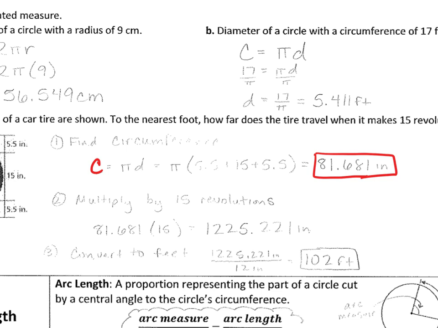Since that's the distance around one revolution, one distance around the circumference, to do 15 revolutions, all we do is multiply that number by 15. So I can do 15 revolutions. If it asked you for this answer in inches, this would be done. But notice that the question says the nearest foot. How many inches are in a foot? 12. So I took the number of inches I had and I divided it by 12 inches so I could get it in terms of feet. And so I threw that in my calculator and I got 102 feet.